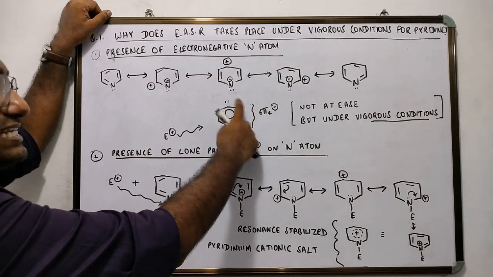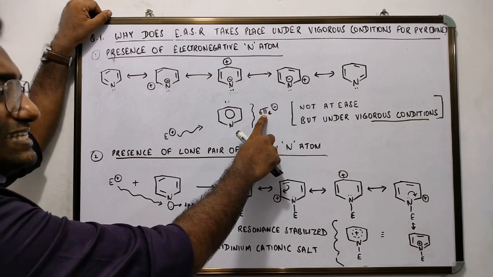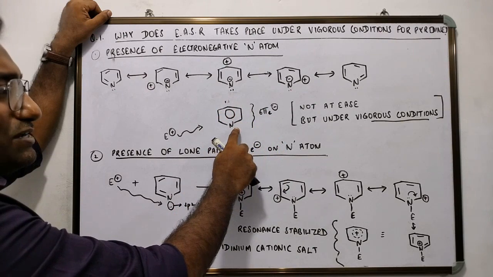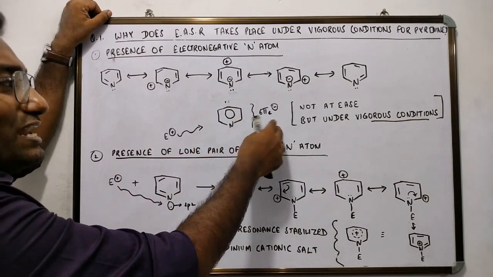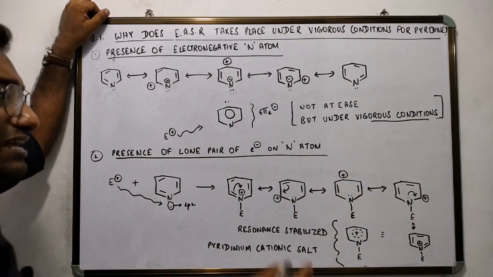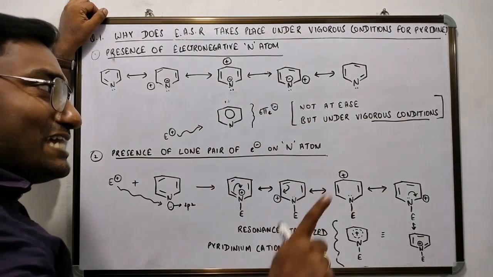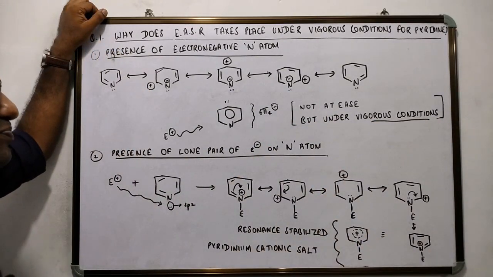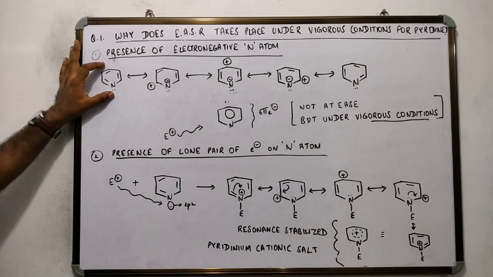Pyridine is an aromatic sextet consisting of 6 pi electrons. It is these 6 pi electrons that make the pyridine ring susceptible to attack by an electrophile and thus undergo electrophilic aromatic substitution reaction. However, this reaction does not take place easily for pyridine. It takes place under vigorous conditions. But why is it so? To know the answer, we need to introspect the structure of pyridine.